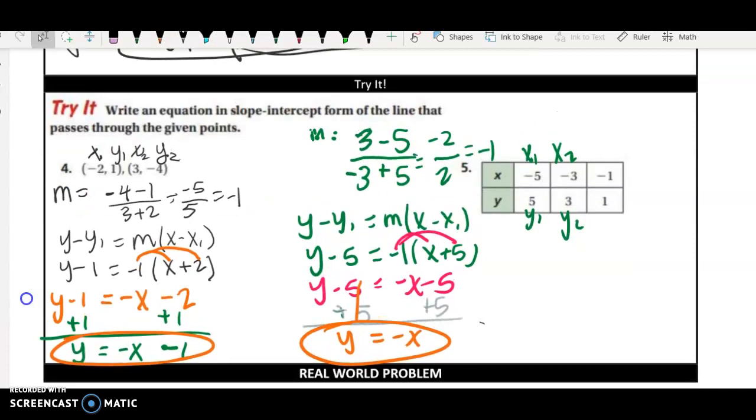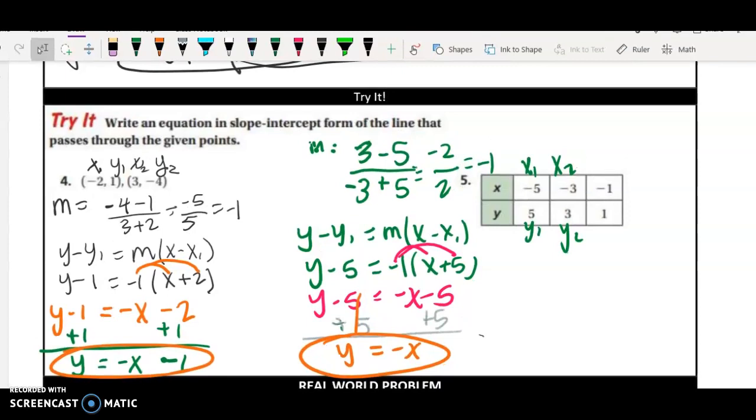Okay, so for the first one, I labeled my x's and my y's for my x1 and y1 and my x2 and y2, and I found the slope, and my slope was negative 1. And then I plugged into the equation for point slope, and I got y minus y1, or y minus 1 equals negative 1 times x plus 2. Like I said, you can use either one of these points. I just chose the first one. You can do any one and you'll get the exact same answer no matter what. And so when I solved, you have to add 1 to both sides, and then you get y equals negative x minus 1.